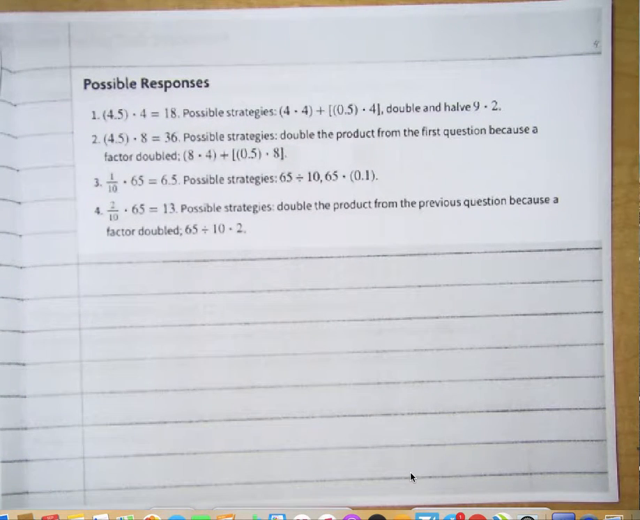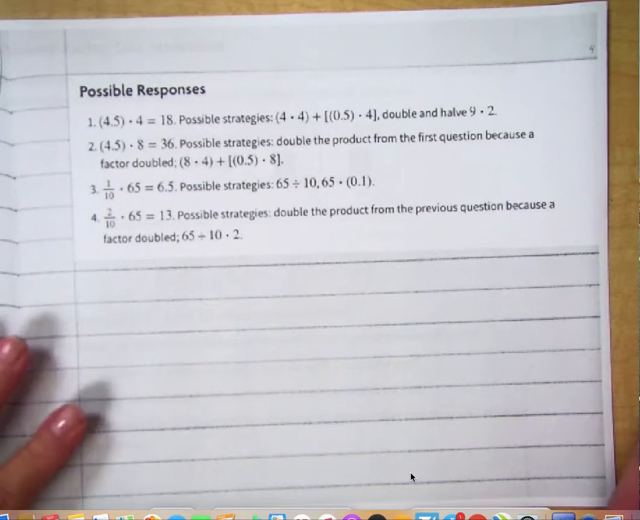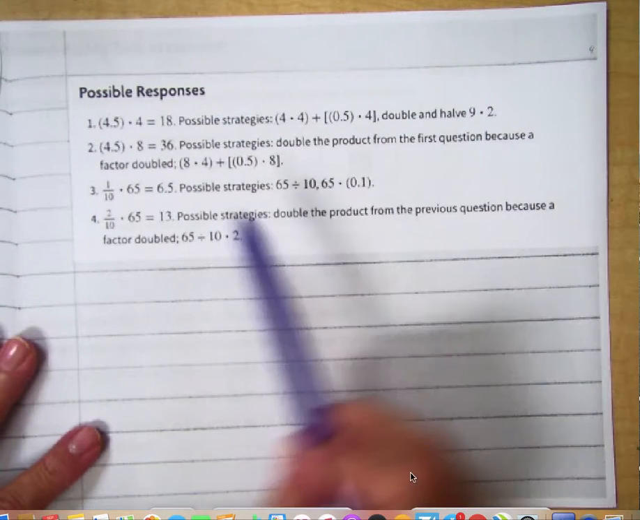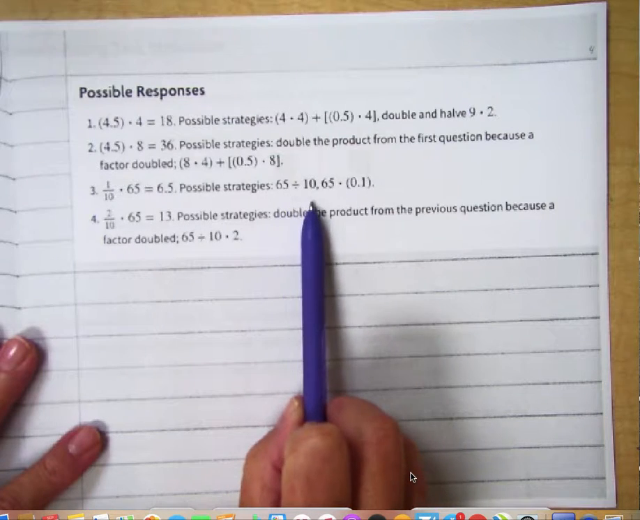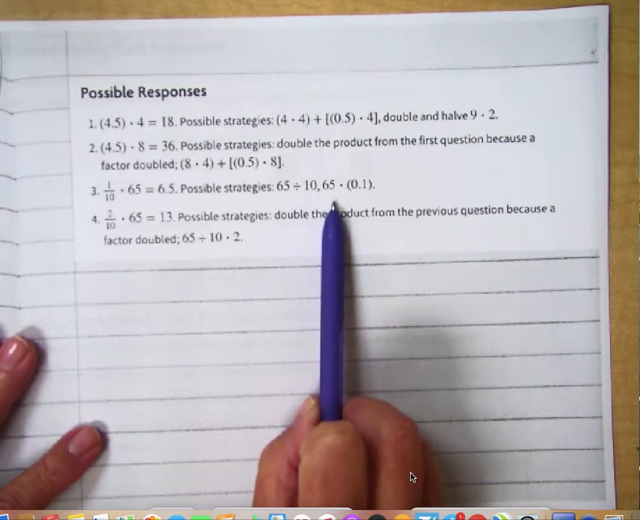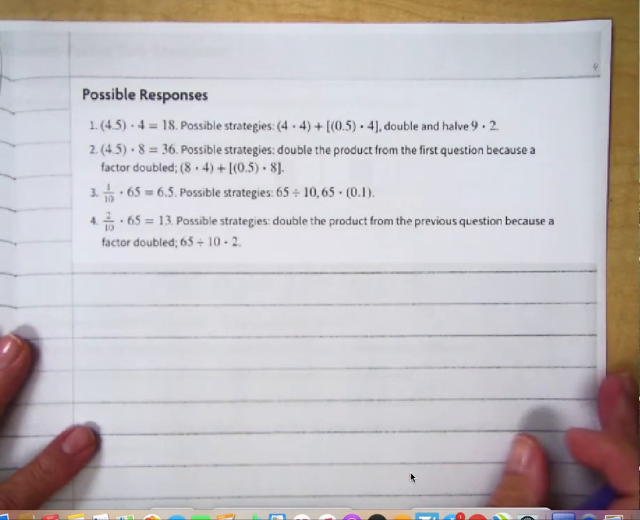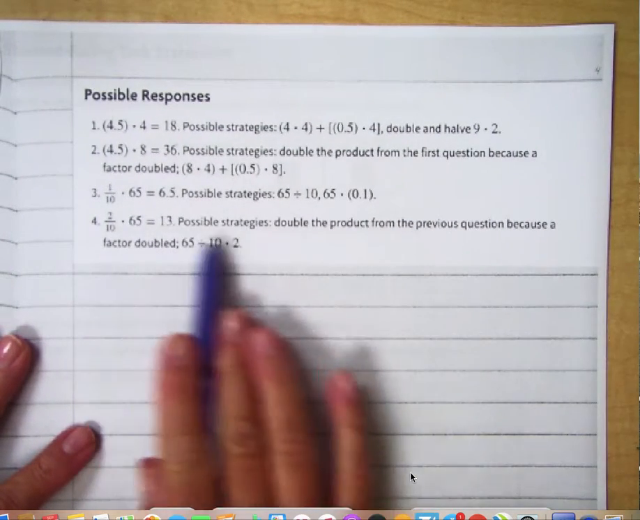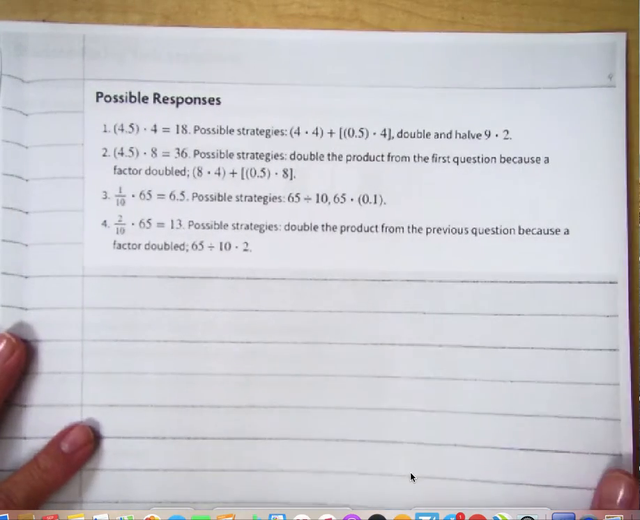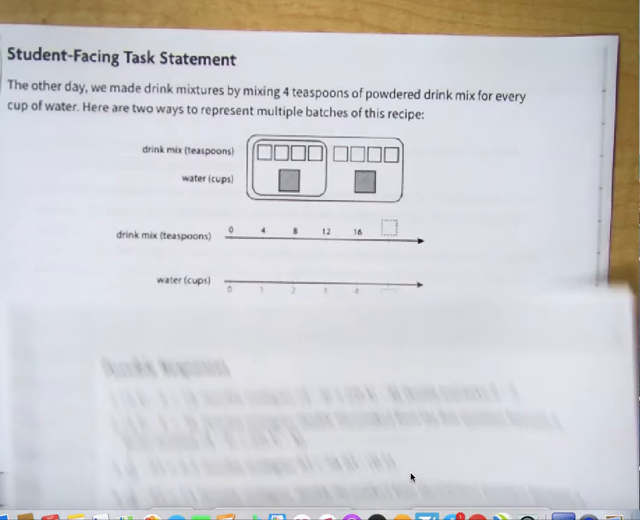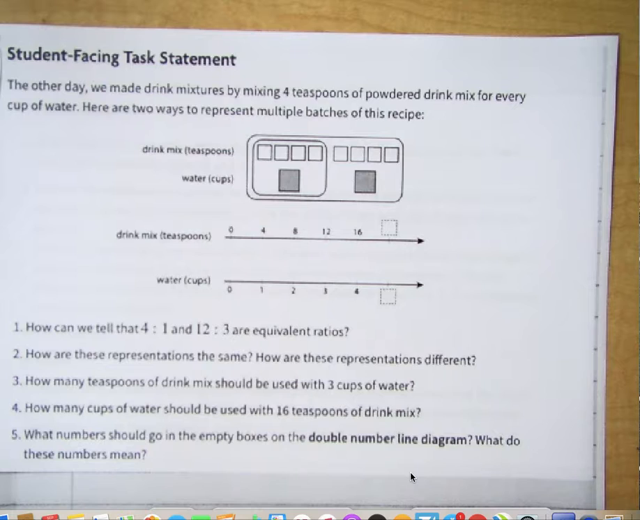Okay, and if you want to pause the video and look at some of these a little more closely, 6.5 divided by 10 is 6.5 times 1/10. Okay, and then of course doubling the other one. If we can make connections and relationships between numbers, we're much, much better off.